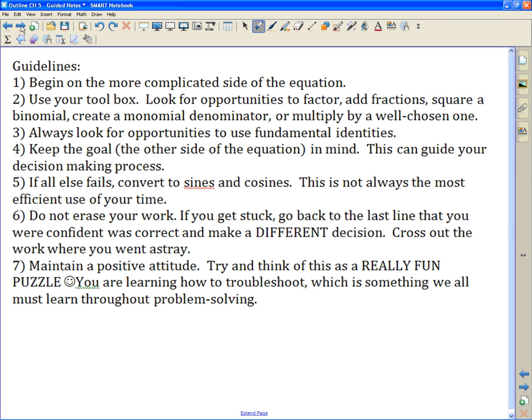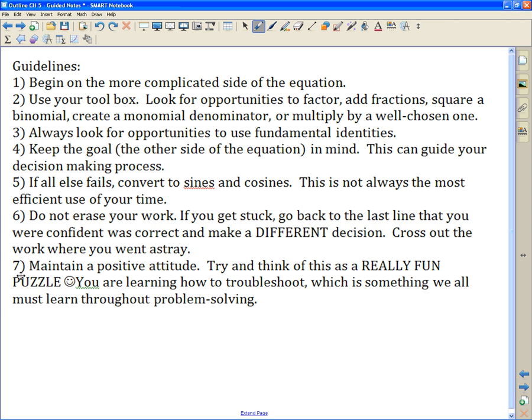Guidelines. Begin on the more complicated side of the equation, though you don't have to. This is just what has helped most people. Use your toolbox, look for opportunities to factor, add fractions, square a binomial, create a monomial denominator, or multiply by a well-chosen one. Always look for identities. Keep the goal in mind. If all else fails, you can convert to sines and cosines. However, this is not efficient, and it will not be the best way to take a test or to get through this chapter. Please don't erase your work.